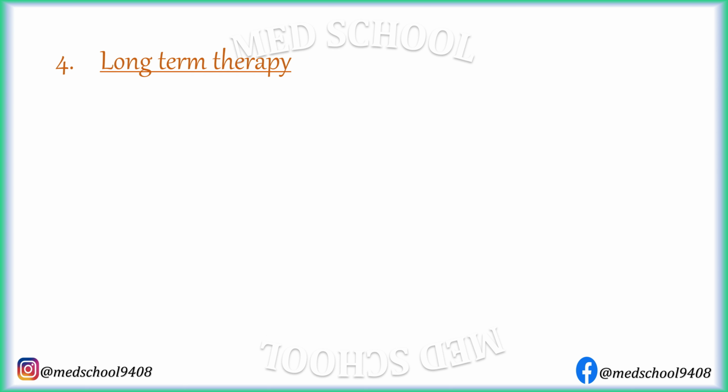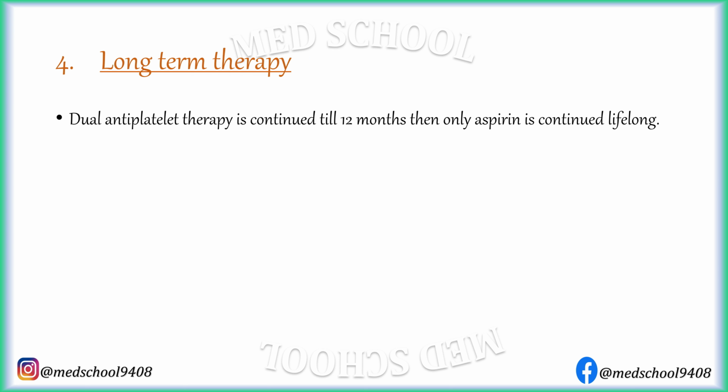Long-term therapy is given to prevent further events. Dual antiplatelet therapy is continued till 12 months, then only aspirin is continued lifelong. Statins are also continued lifelong. There is progressive cardiac dysfunction after an event of acute coronary syndrome. This is called cardiac remodeling.